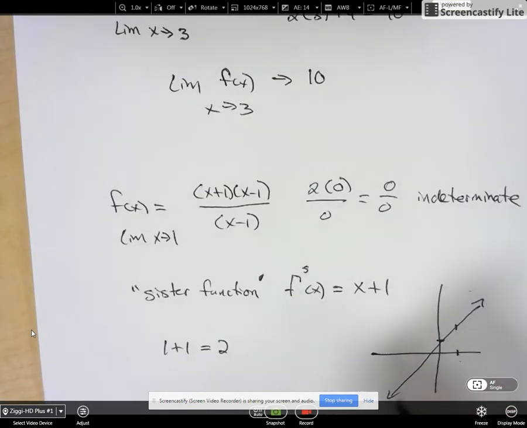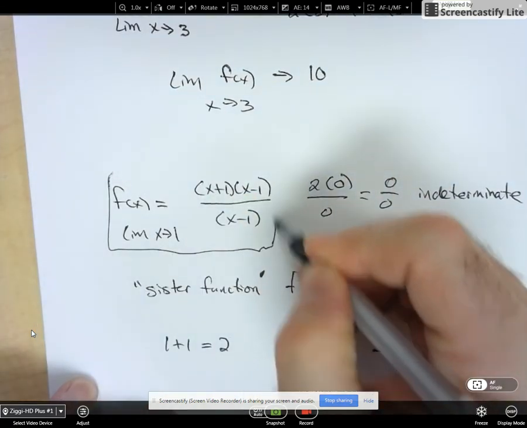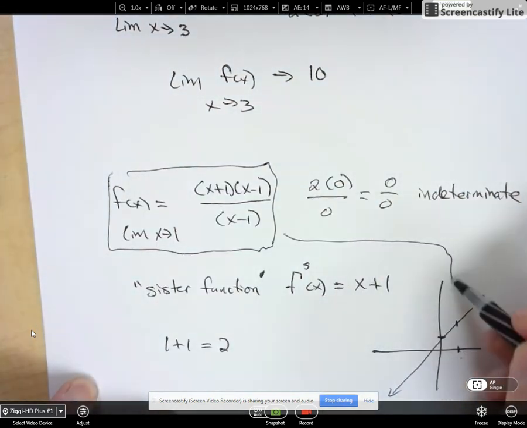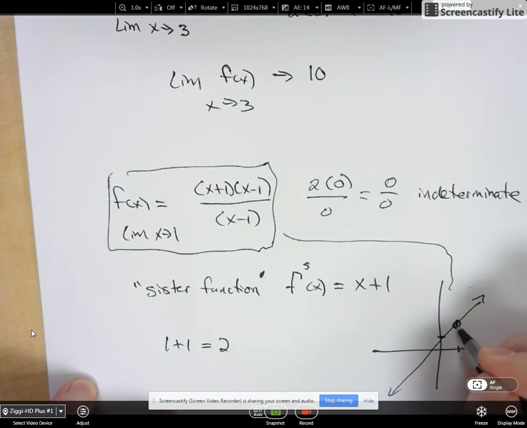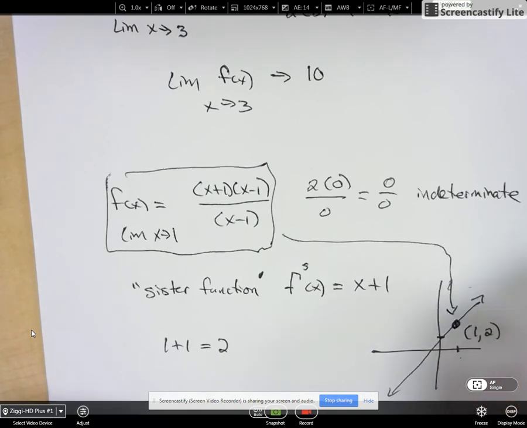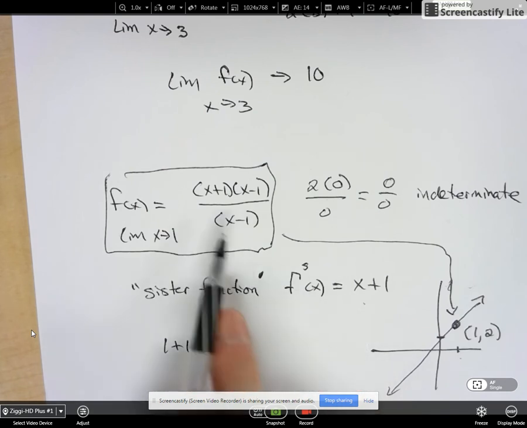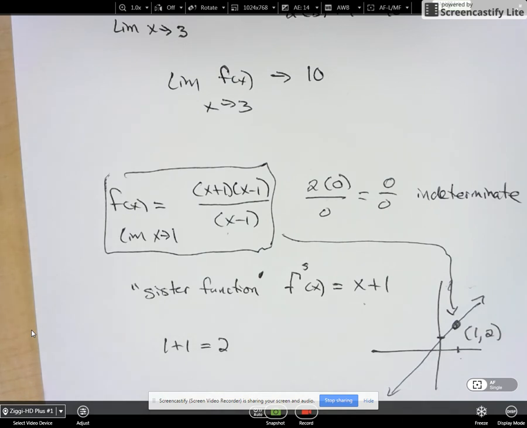Now let's talk about this. This is the graph of the sister function. However, if I wanted to graph this original function here, the main concept is there's a hole that exists in this graph right here, and that exists at the point (1, 2). So the sister function here, x plus 1, straight linear, does not have a hole in the graph. The rational function, x minus 1 times x plus 1 all over x minus 1, does have a hole in the graph. They both have a limit.